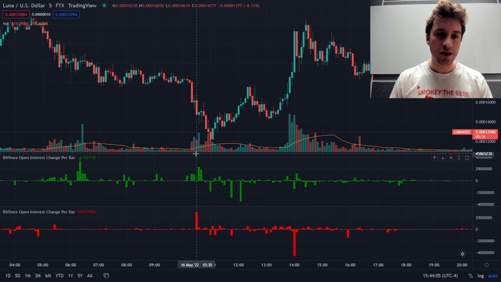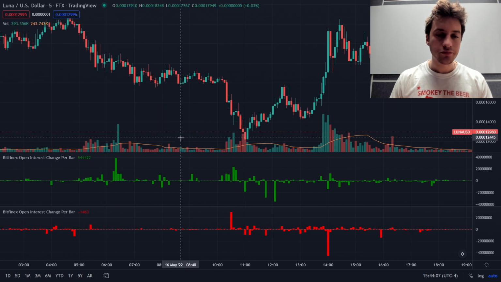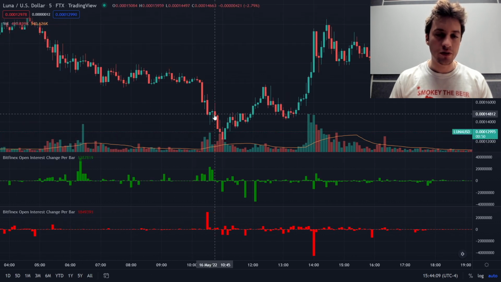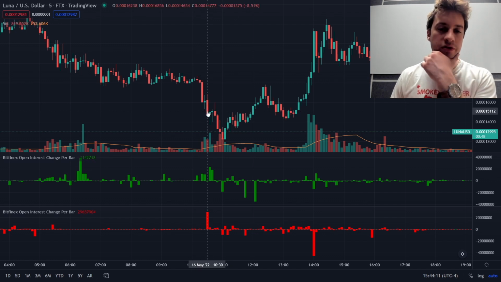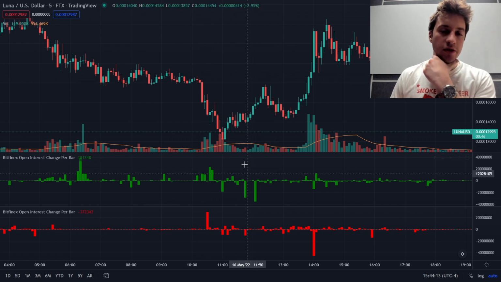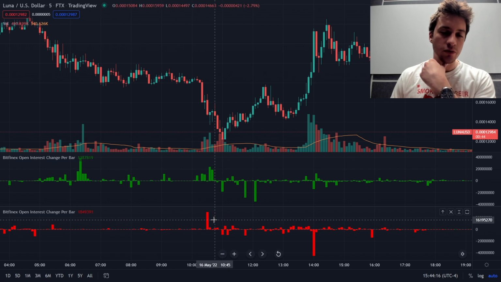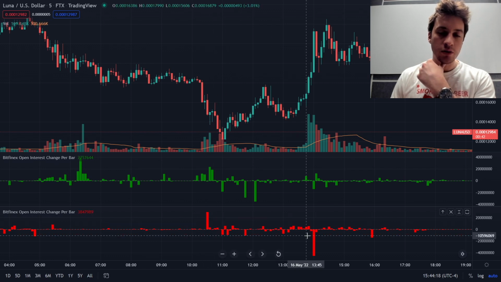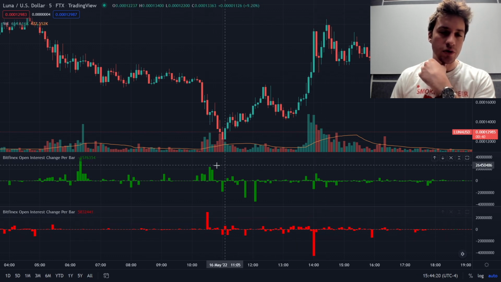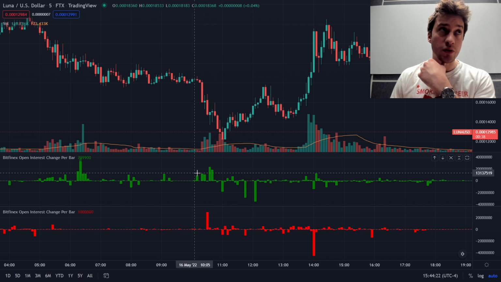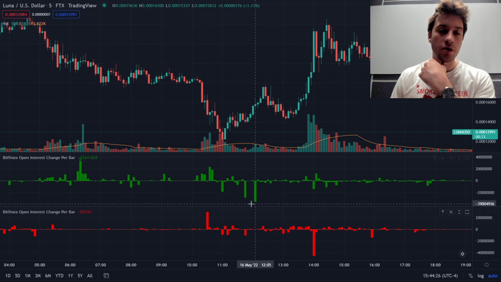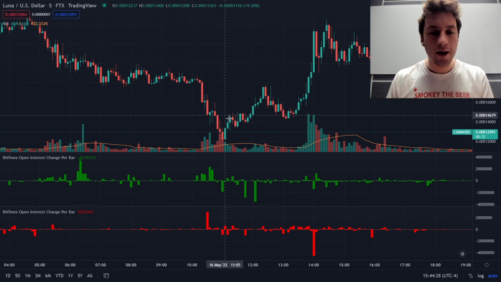But then here's basically what happened, guys. Let's go over a rundown of this little move to illustrate how this strategy works. Typically, you want to trade opposite of these people. When shorts enter, I tend to long. When shorts exit, I tend to short. When longs enter, I tend to short. When longs exit, I tend to long.